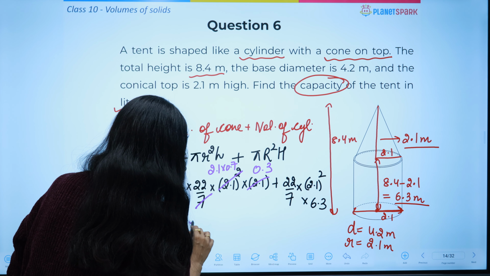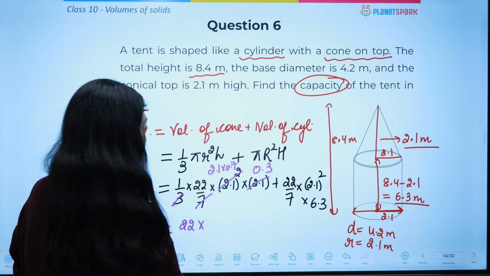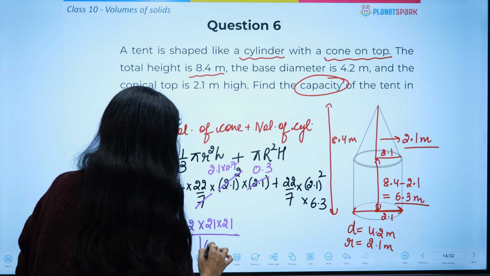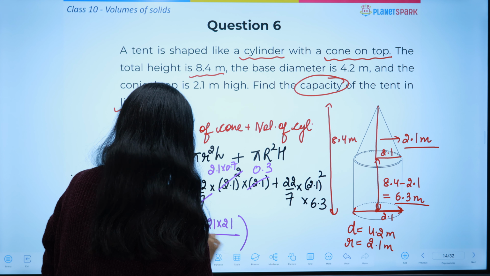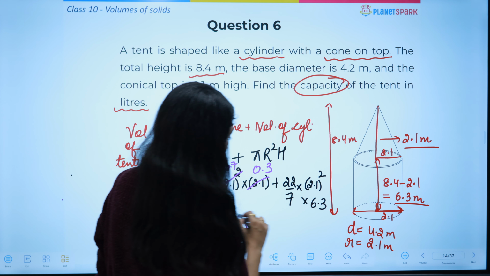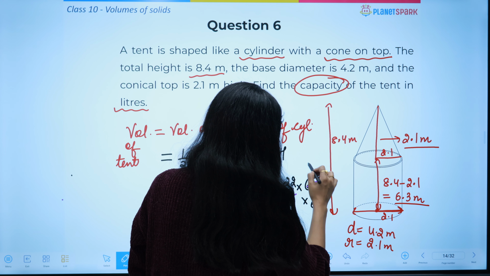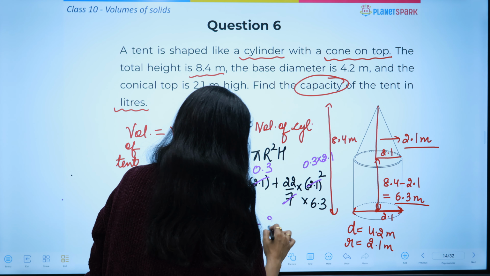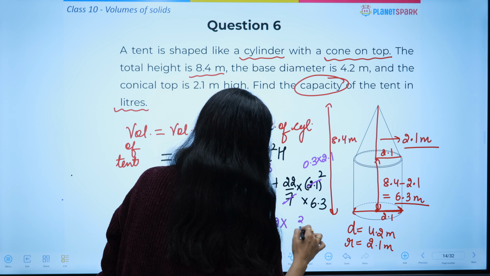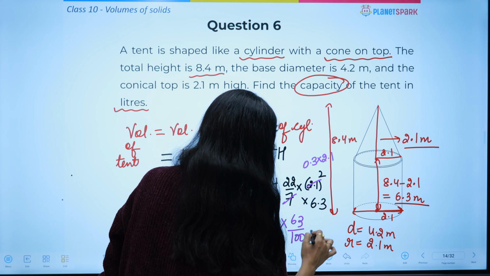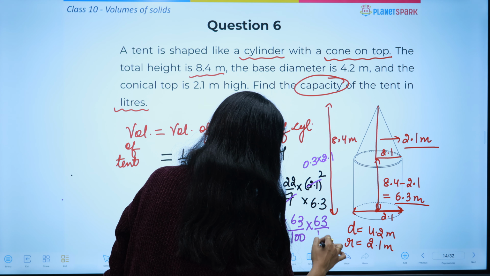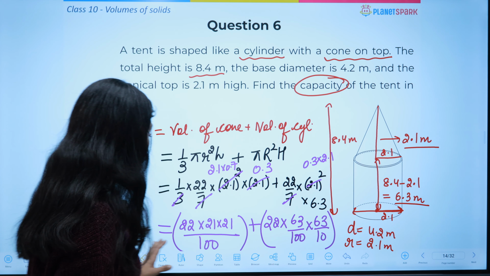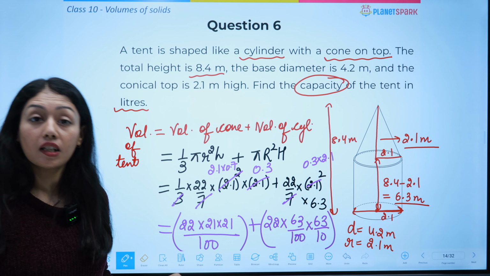So we'll have here 22 into, plus 7 also, here also we can cancel it out. You can just multiply and use the zeros in the denominator to put the decimal there, everybody.